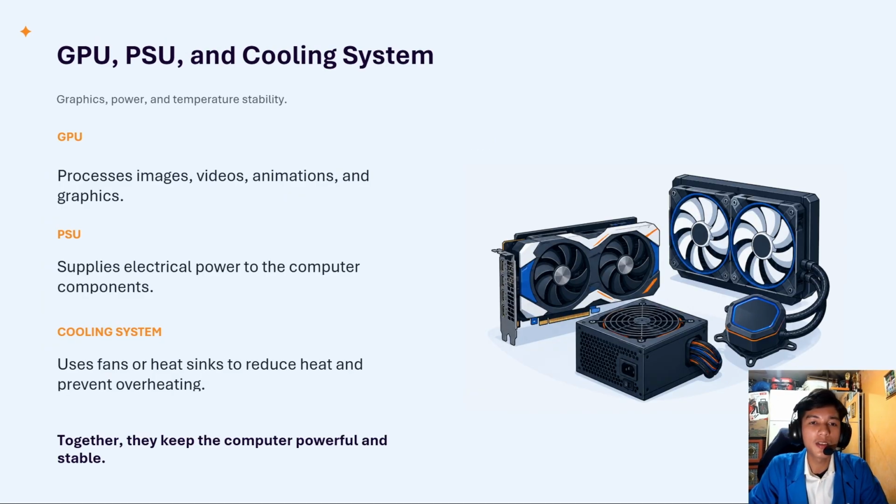Now, let's continue with GPU, PSU, and cooling system. GPU stands for Graphics Processing Unit. It processes images, videos, animation, and graphics. The PSU supplies electrical power to computer components. The cooling system helps reduce heat inside the computer using fans or heatsinks.